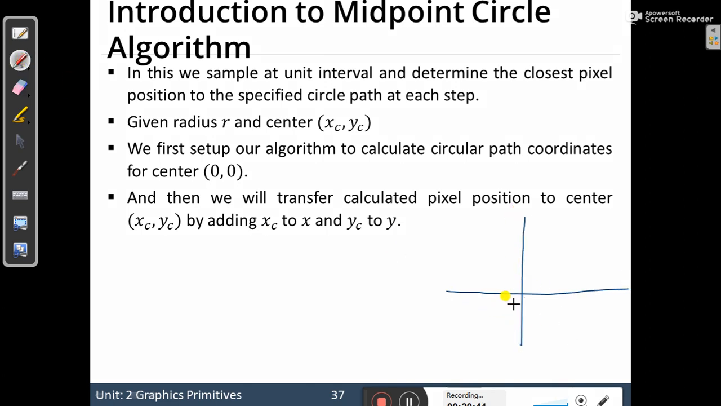So here what is happening? We are initially considering this as the center, but suppose our question is to draw the circle around another center. Whatever we get around this origin center, we just transform to that position by adding the values of x and y to xc and yc. So it will just transform this circle to that direction.